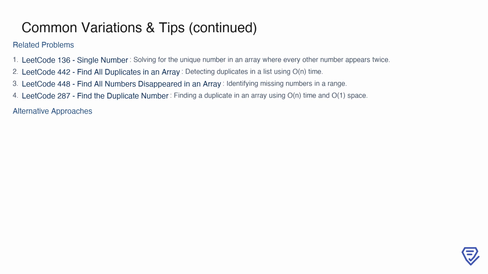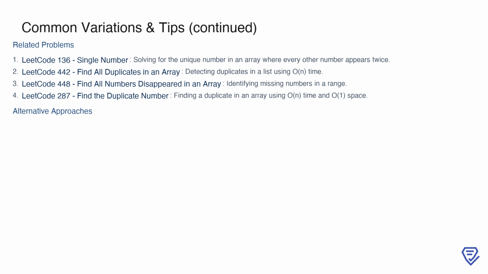The concepts in the missing number problem are closely related to other problems on LeetCode. For example, in problem 136, single number, you identify the unique number in an array where every other number appears twice. Problem 442, find all duplicates in an array, focuses on detecting duplicates while maintaining O(n) time complexity. Similarly, problem 448, find all numbers disappeared in an array, involves identifying missing numbers within a range. Lastly, problem 287, find the duplicate number, challenges you to find a duplicate while adhering to O(n) time and O(1) space constraints. Exploring these related problems can deepen your understanding of number manipulation techniques.